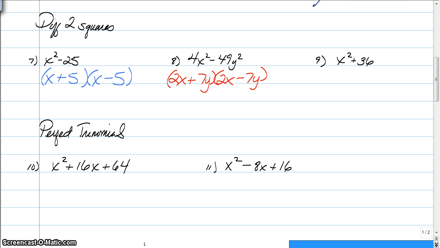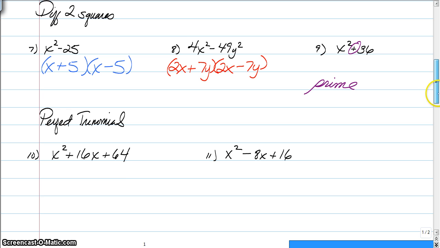So for number 9, I hope you wrote down prime again. And if you have x plus 6 and x minus 6, then you forgot one of the first rules I said. There's two rules of difference of two squares, and one of them is that it has to be minus on the inside, not a plus. So that right there turns it from possible to not possible, so we just call it prime.